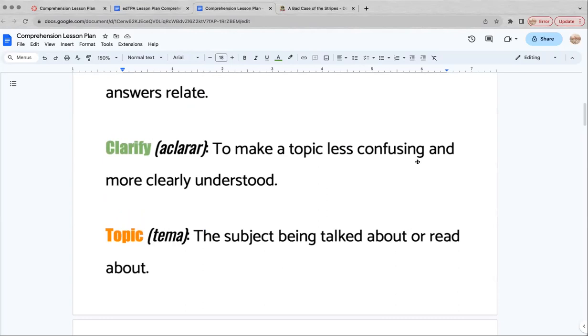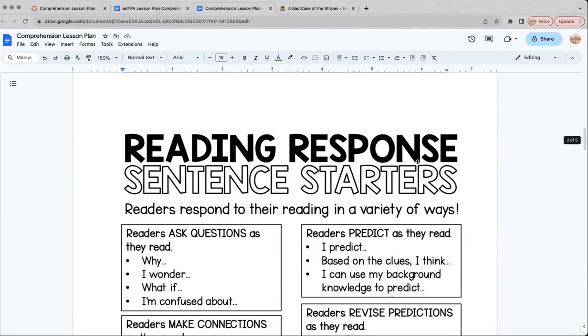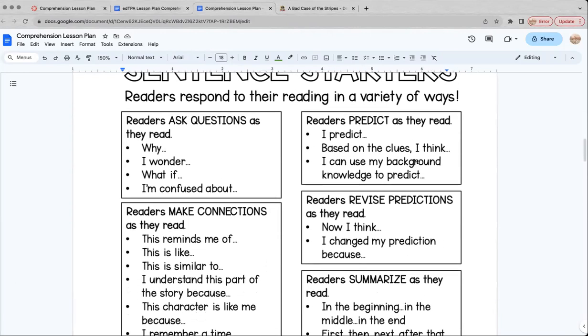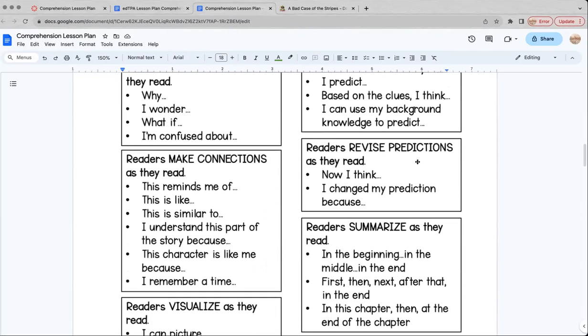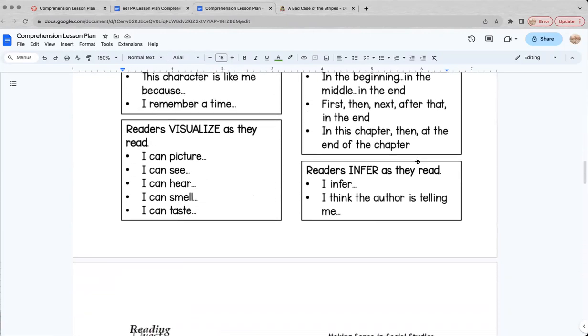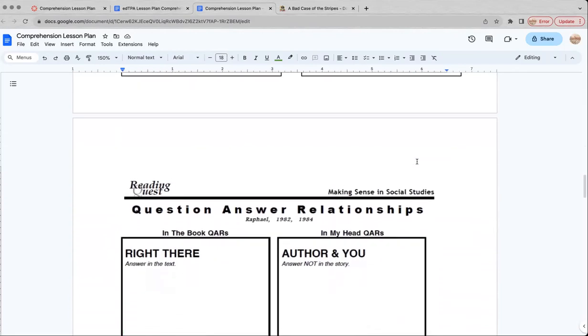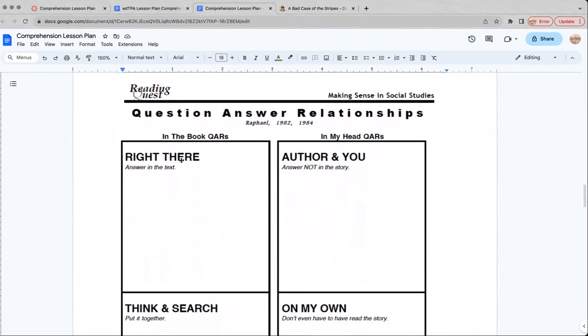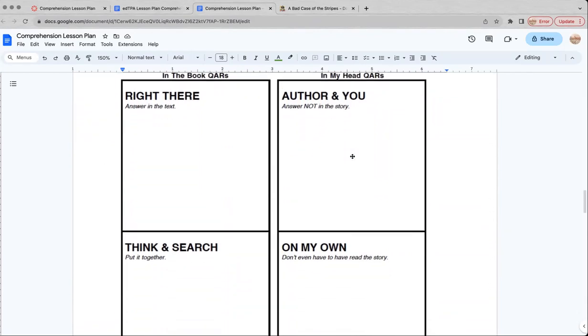So after vocabulary, I would then provide the students with a copy of our QAR system stems. So these are reading response sentence starters to help us, and we would review these together, as well as the actual QAR graphic organizer that entails right there questions and answers, author and you answers, think and search, and on my own.